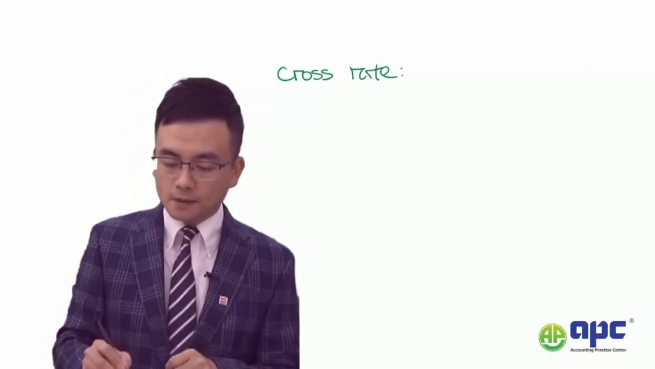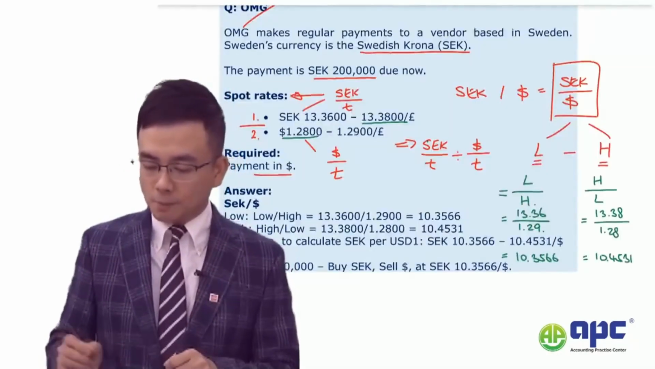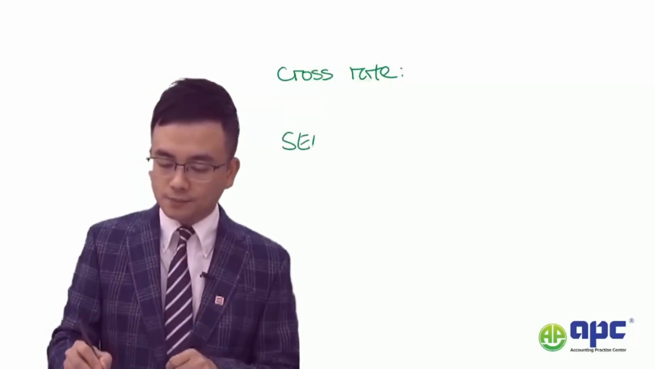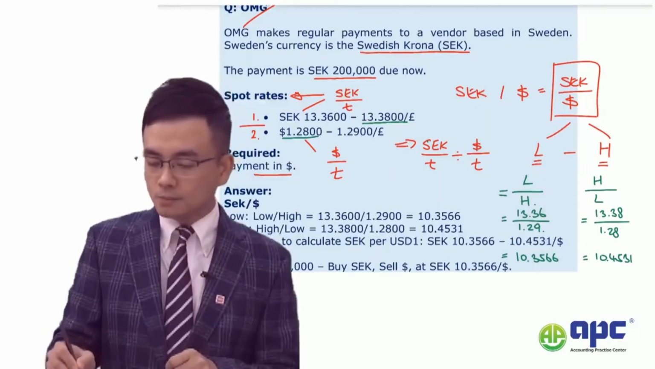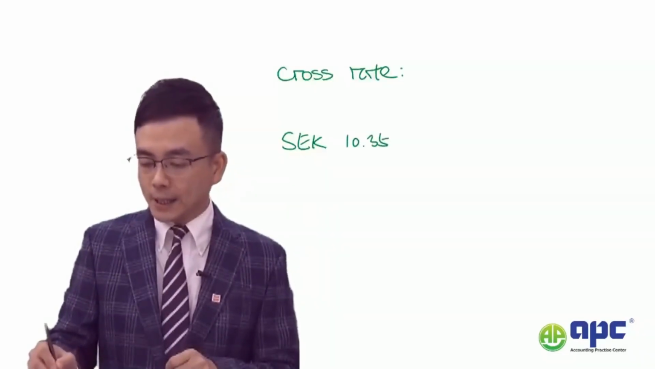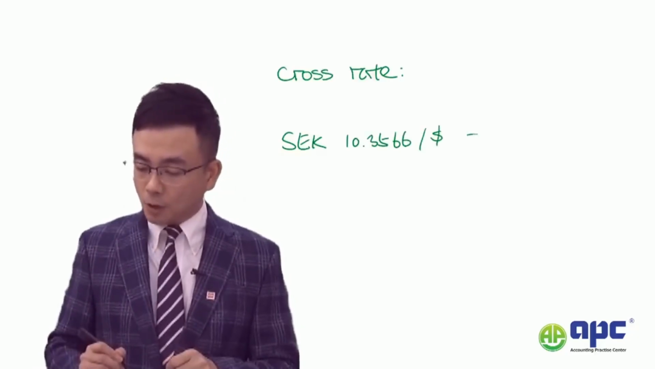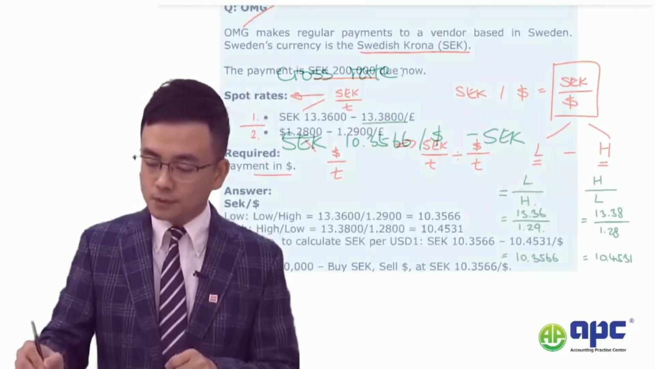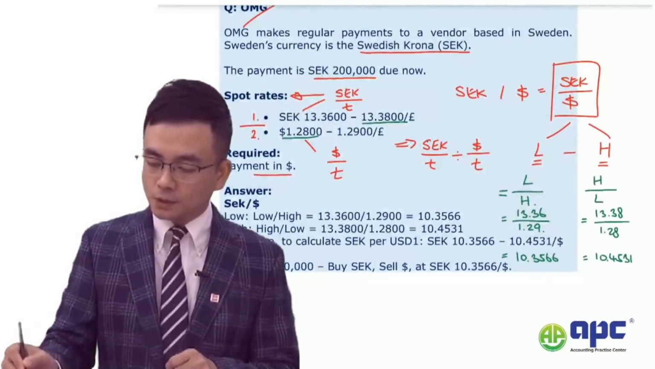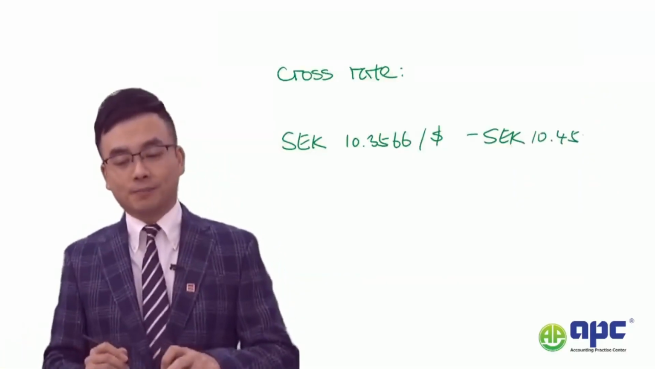So we can correctly work out that cross rate of SEK 10.3566 per dollar to SEK 10.4531 per dollar. That's how we do it.